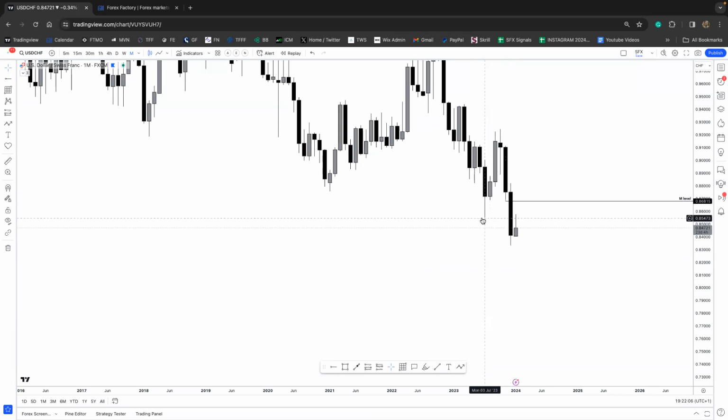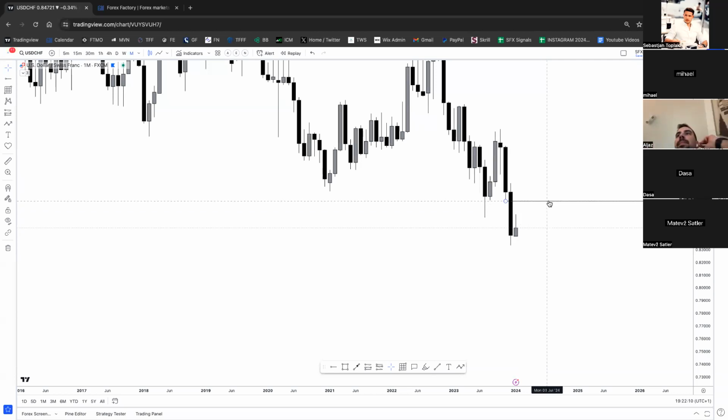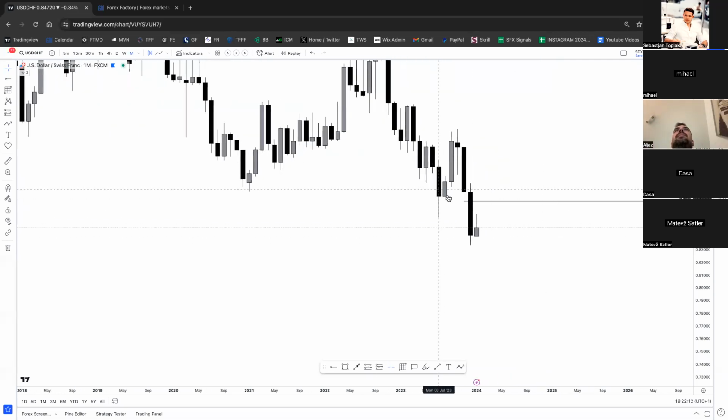We broke the previous low as well, right? So I'm expecting price pulling in and then possibly pushing down, right? But we're gonna see given the fact that we have big rejection on the monthly currently.